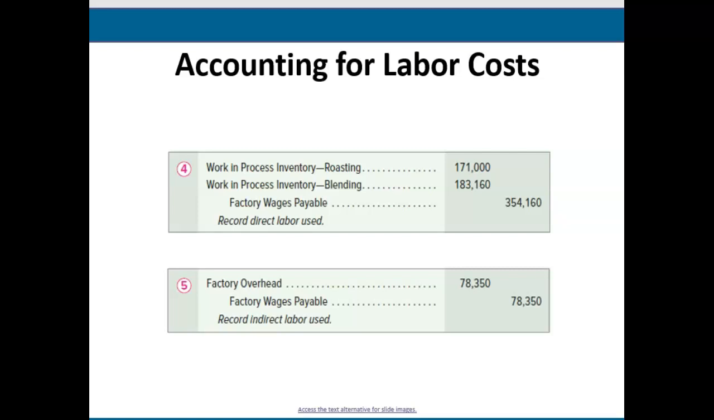Arrow line 4 shows the use of direct labor. This entry records direct labor used. Direct labor costs flow into each department's separate work in process inventory account.